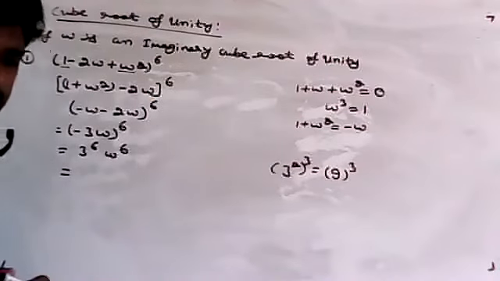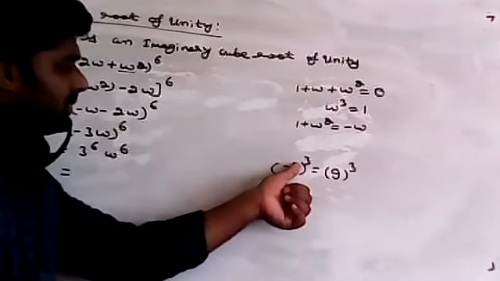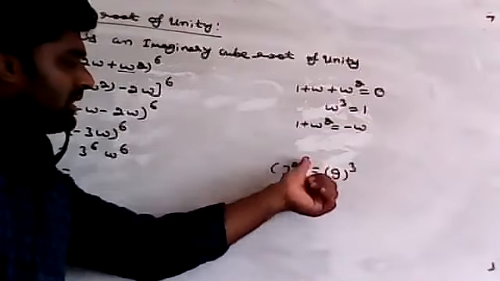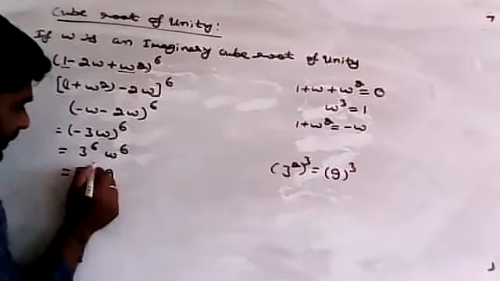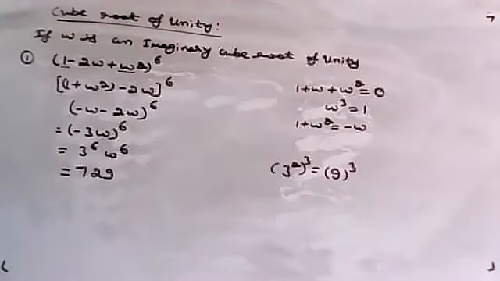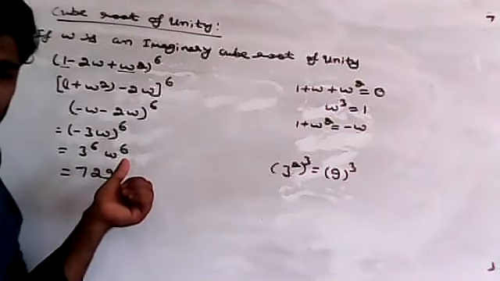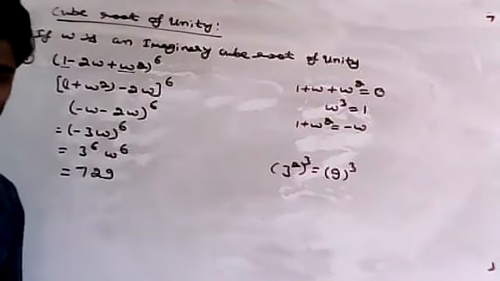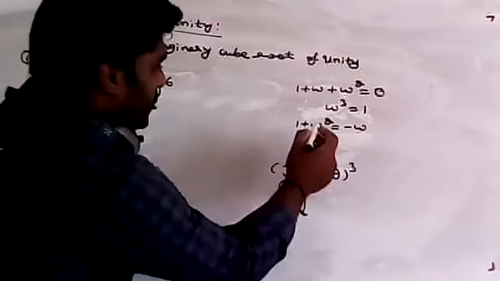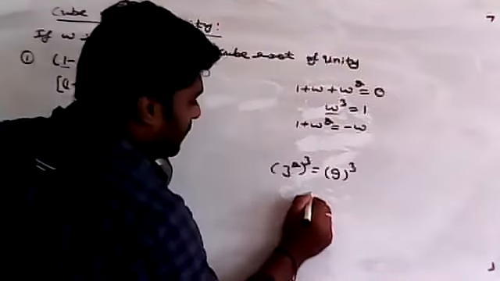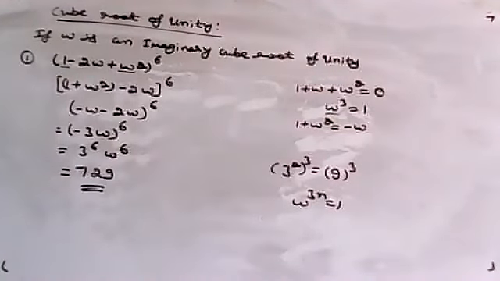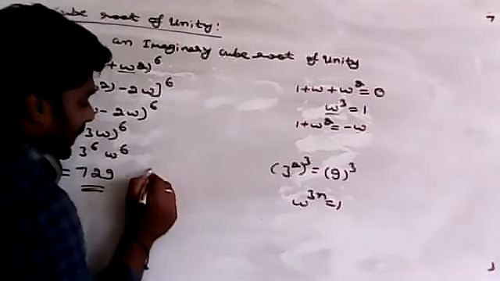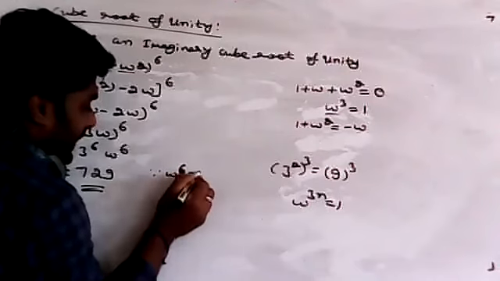So we can write it like this: 2 times 3 is 6, so 3 square the whole cube. 3 square is 9, and 9 cube is 729. Good, Prajwal. Can anyone tell me what is omega to the power of 6? 6 is divisible by 3, so it is 1, correct? As we know this rule, omega to the power of 3n is 1. The answer is 729. Clear? Because omega to the power of 6 is equal to 1.